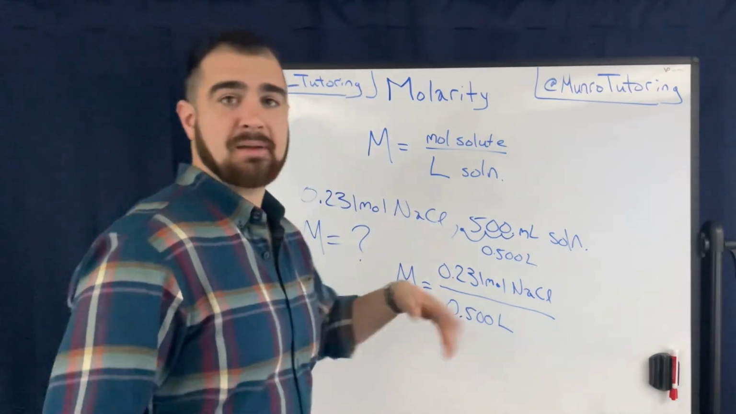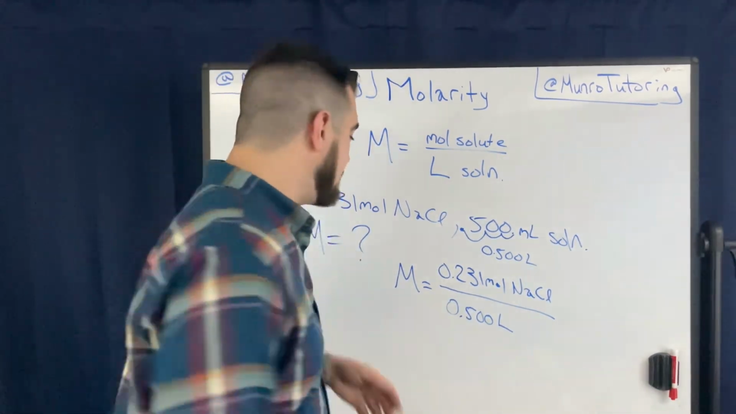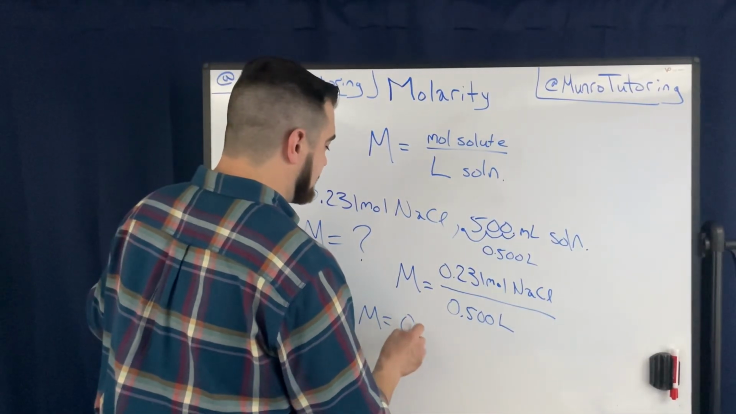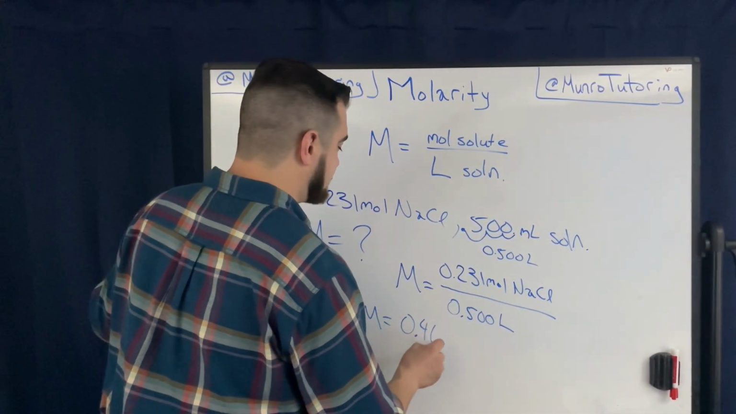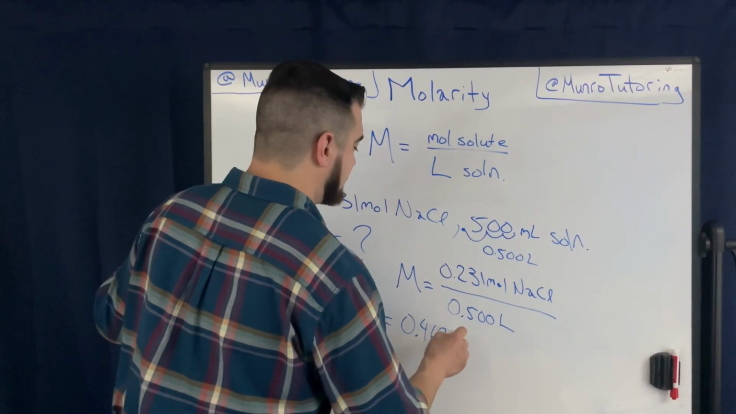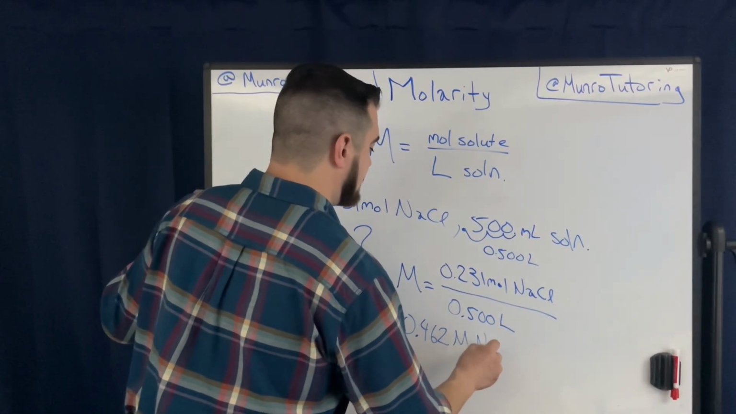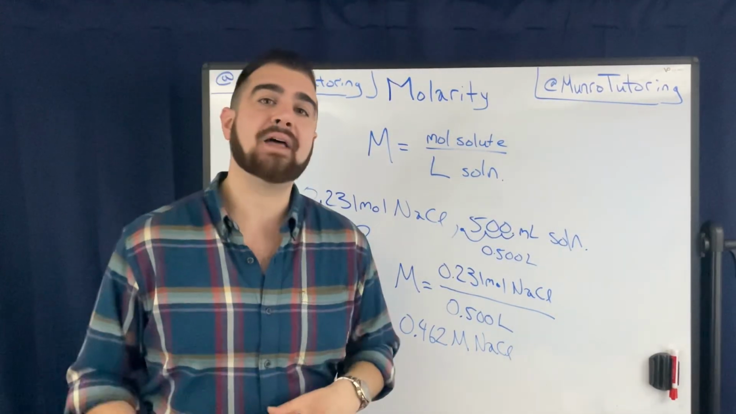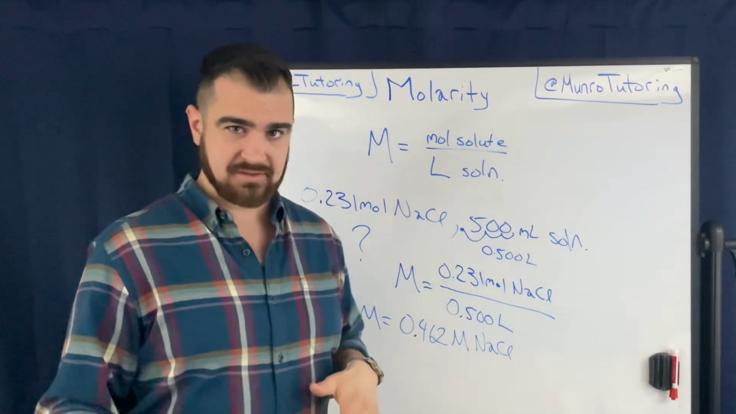Now, if we're dividing by 0.5, that's the same as multiplying by 2. So our molarity is going to come out to 0.462, and that's molar of sodium chloride. All right, guys? So that is the most basic version of this problem.